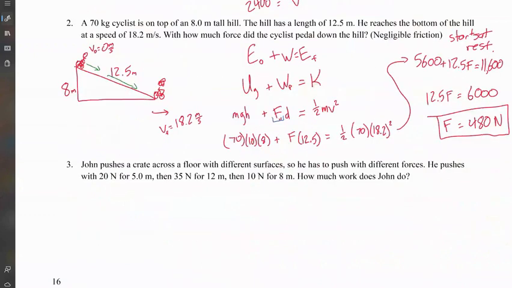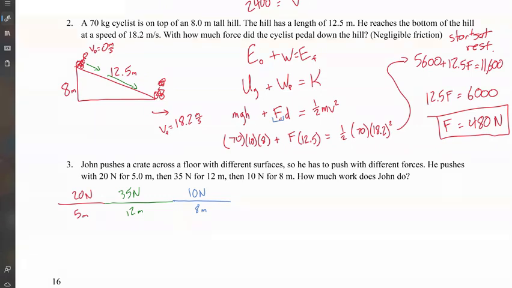All right, number 3, John pushes a crate across the floor with different surfaces. He has to push with different forces for the different surfaces. Pushes with 20 newtons for 5 meters. 5 meters, 20 newtons. Then pushes with 35 newtons for 12 meters. Okay, so 35 newtons, 12 meters. Then 10 newtons for 8 meters. 10 newtons for 8 meters. How much work does John do?